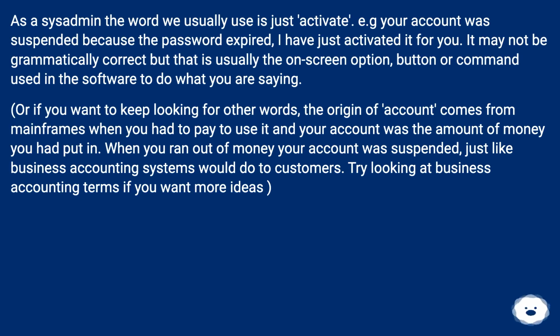Or if you want to keep looking for other words, the origin of account comes from mainframes when you had to pay to use it and your account was the amount of money you had put in. When you ran out of money, your account was suspended, just like business accounting systems would do to customers. Try looking at business accounting terms if you want more ideas.